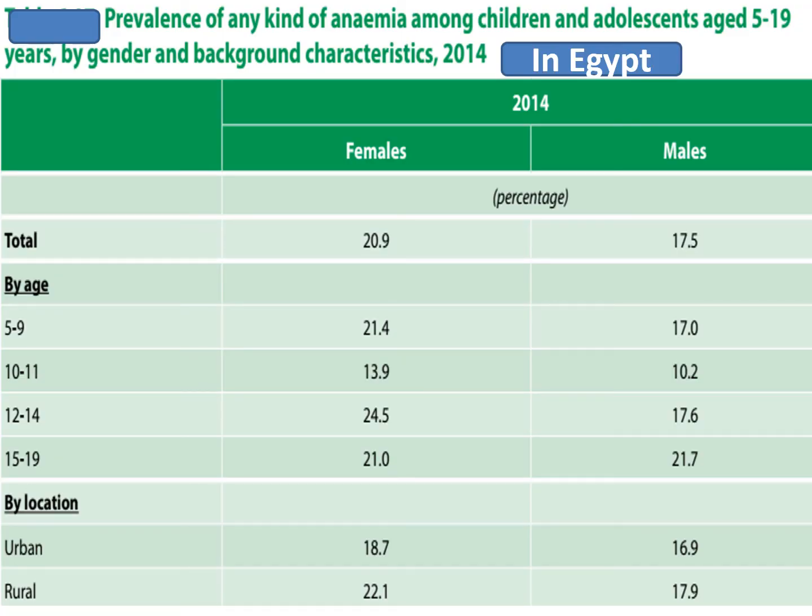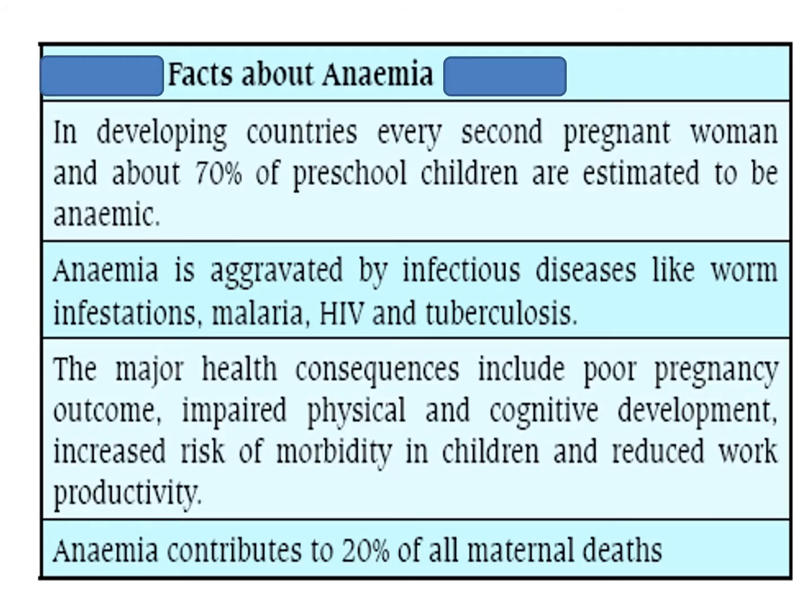Prevalence of any kind of anemia among children and adolescents aged 5 to 19 years in Egypt. As you see, among females the prevalence of anemia is about 21%. Among males, it is about 70%. Facts about anemia: in developing countries, every second pregnant woman and about 70% of preschool children are estimated to be anemic. Anemia is aggravated by infectious diseases like worm infestations, malaria, HIV, and tuberculosis.